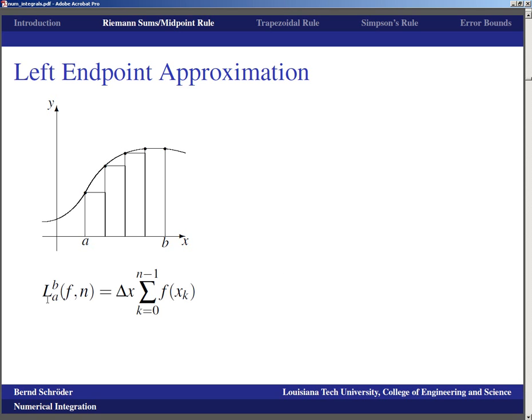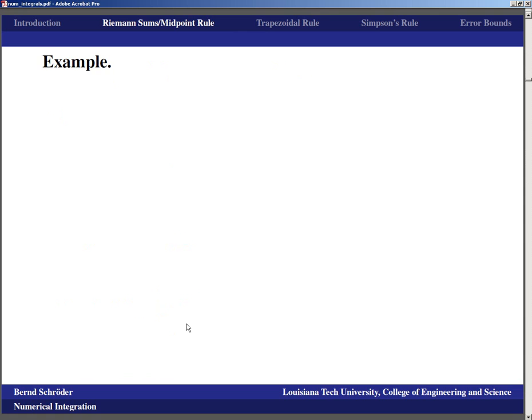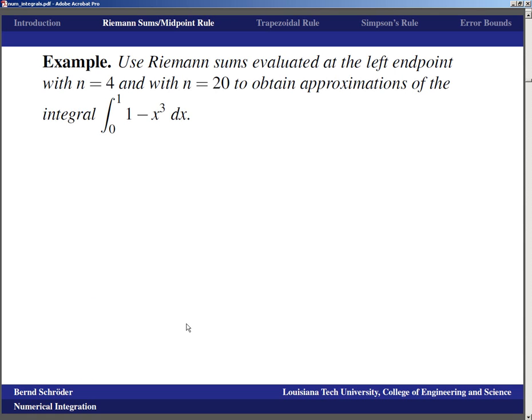And what was that? The left endpoint approximation from a to b of the integral of the function f within n subintervals. And remember, that's really private notation here. That's not canonical. I'm not proposing that it become canonical, but it worked rather well for me as I wrote things up. The left endpoint approximation is just delta x times the sum of the values of the function at the left endpoints, which go from k equals 0 to n minus 1. Okay, let's look at an example.